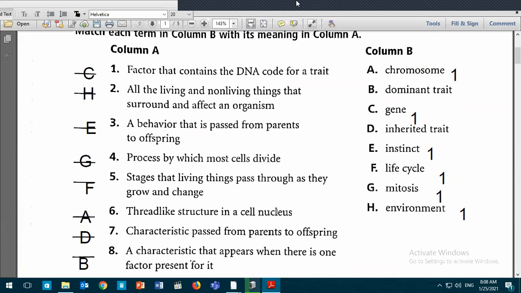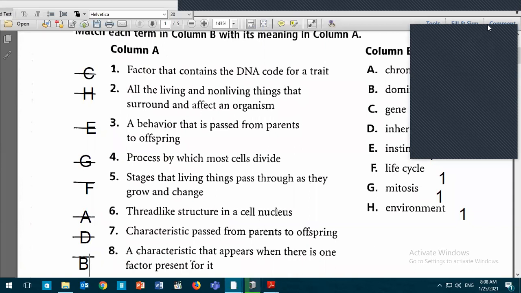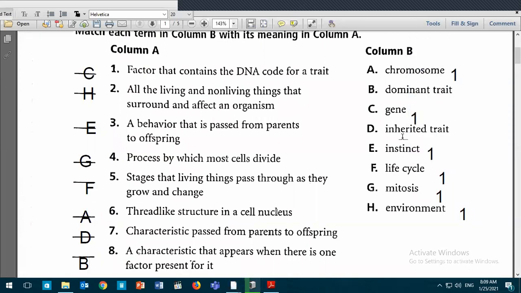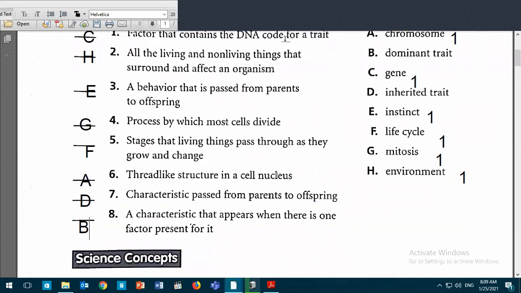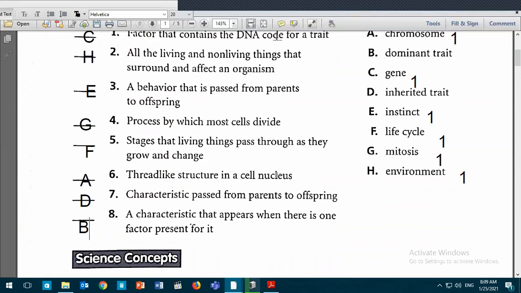Amr, are you still with us? Yes, miss. Okay, so Amr, now can you see that when you picked inherited trait at the beginning in number 3, you will have to change it later in number 7? Can you see that? Yes. Because sometimes two words have close meaning. Exactly, yes. But well done, thank you for having this active spirit. Thank you so much.